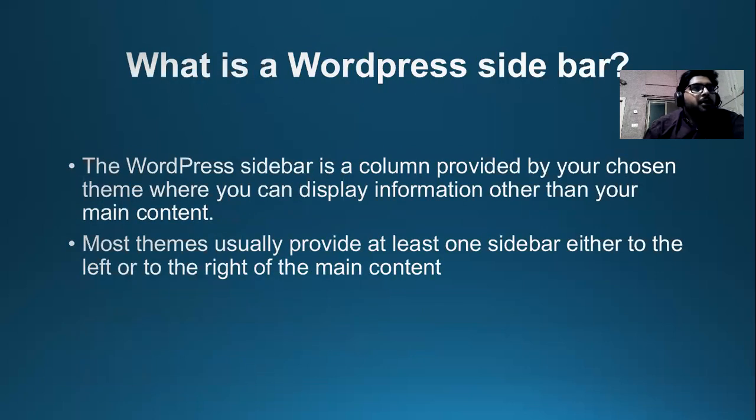Moving forward, what is a WordPress sidebar? Whenever you are making a blog or reading any kind of blog online, you might see that there is sometimes a sidebar present at the right side or the left side. By default, WordPress comes with a column where you can display information other than your main content, your main image, your main text. You can display any other information right there. And most themes usually provide a right or left sidebar. When we do it practically, I'll show you the role of a WordPress sidebar.